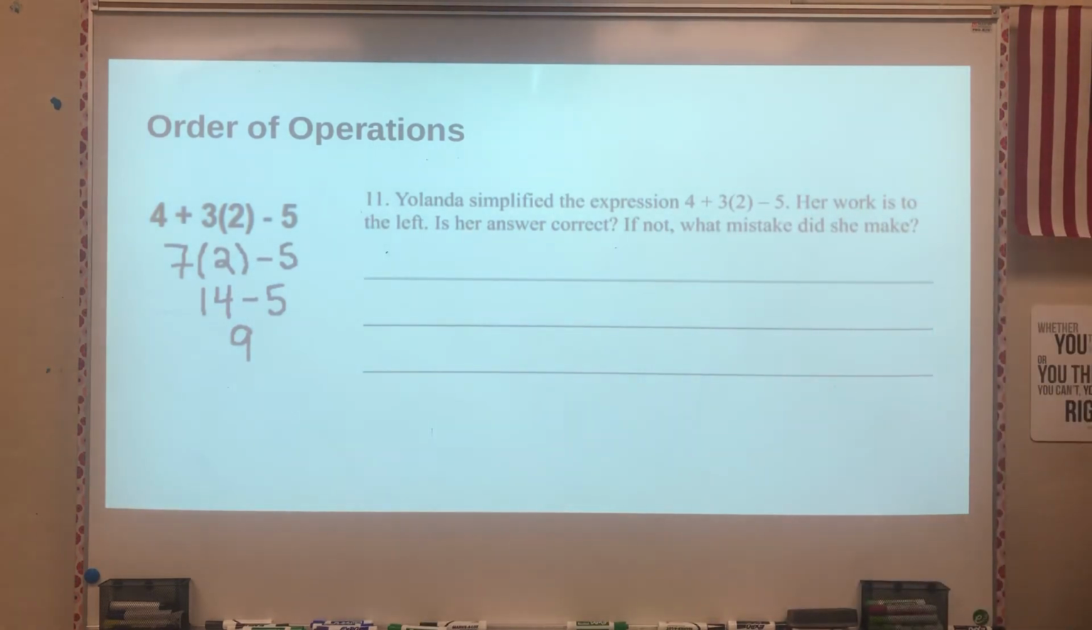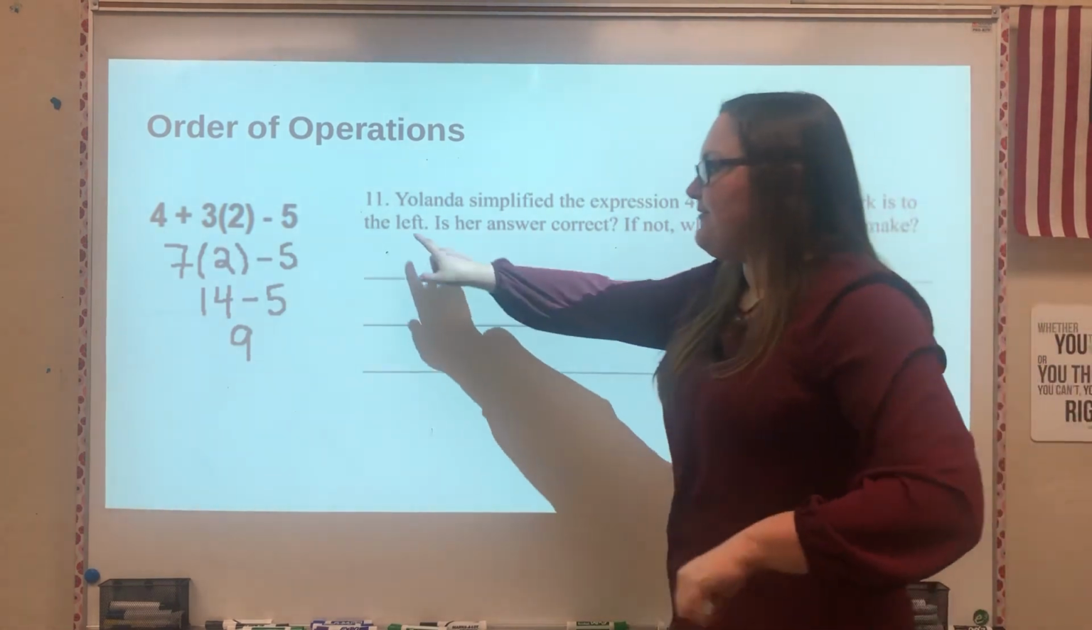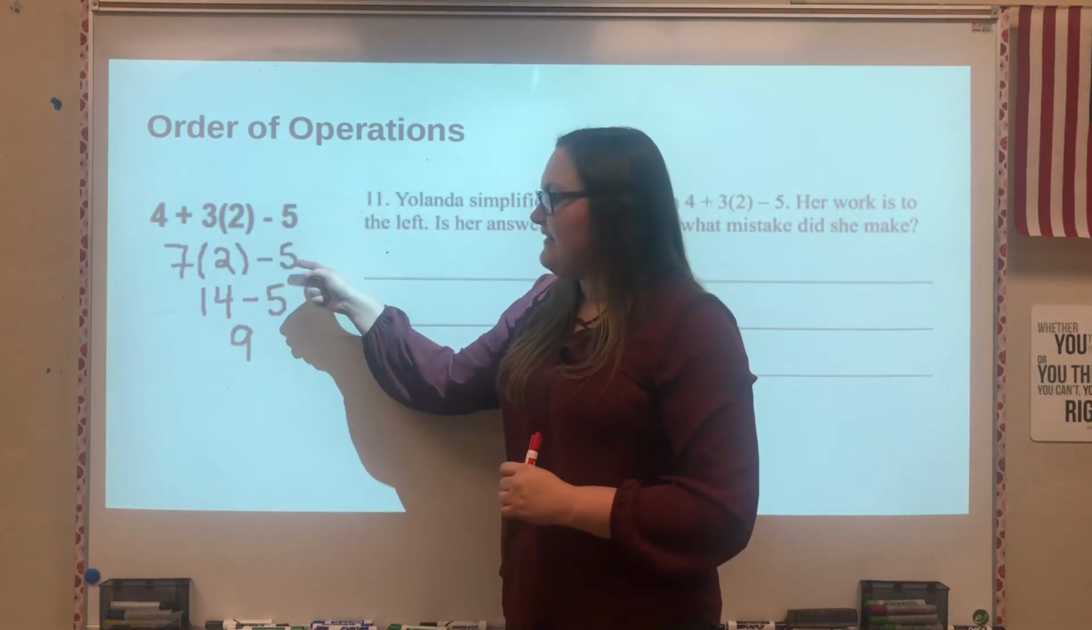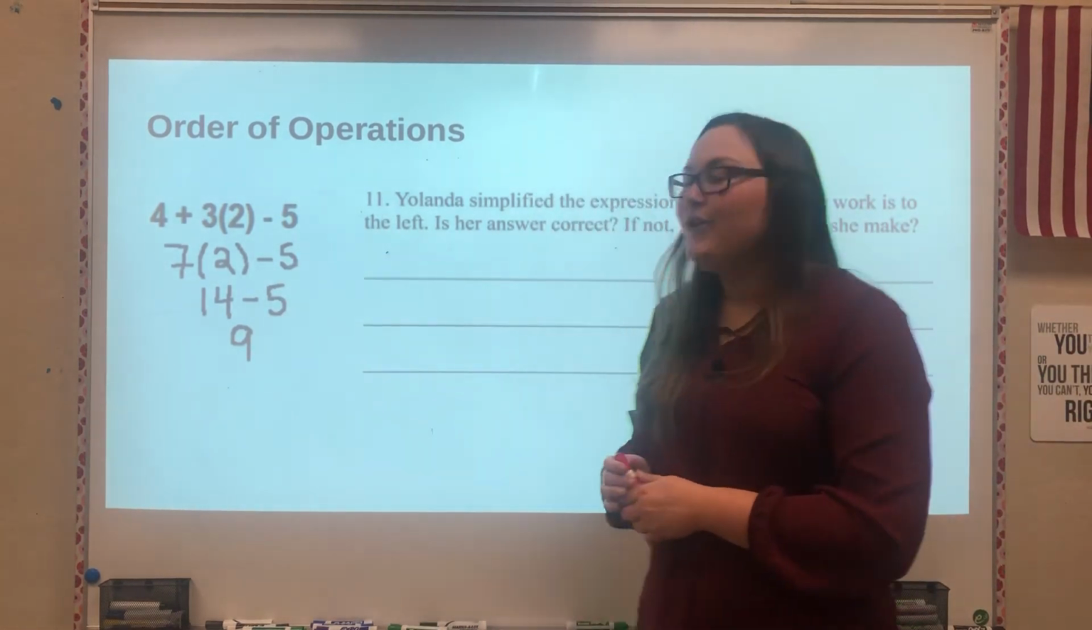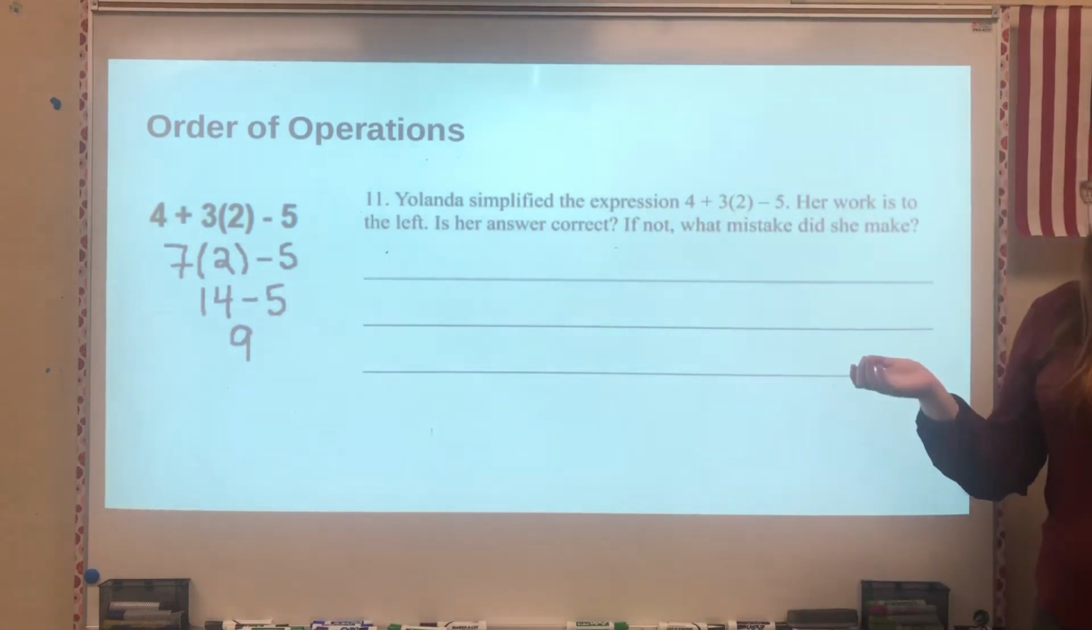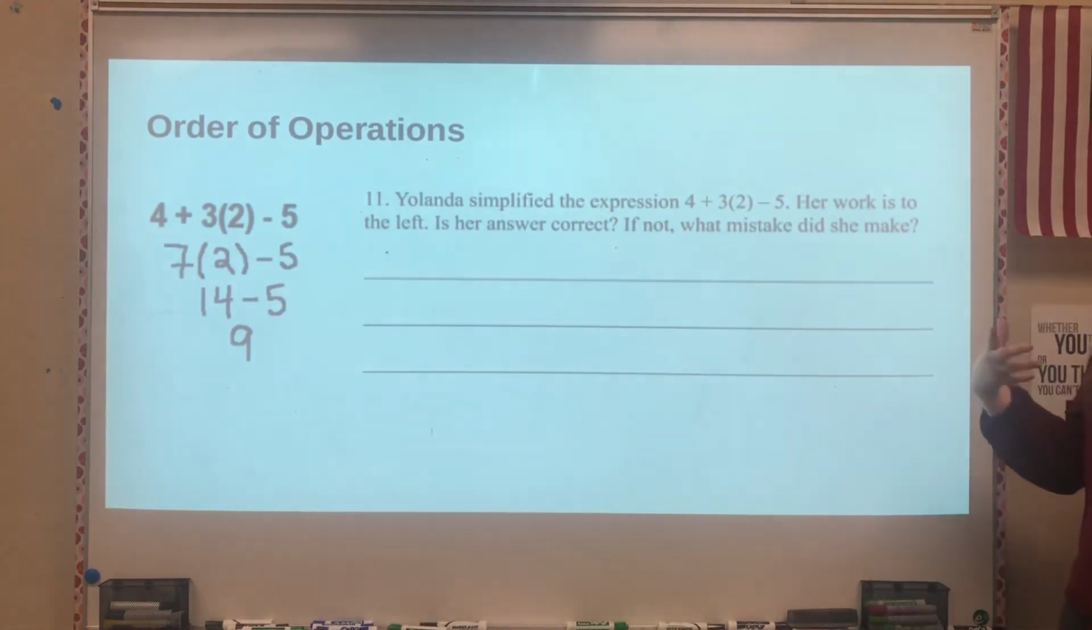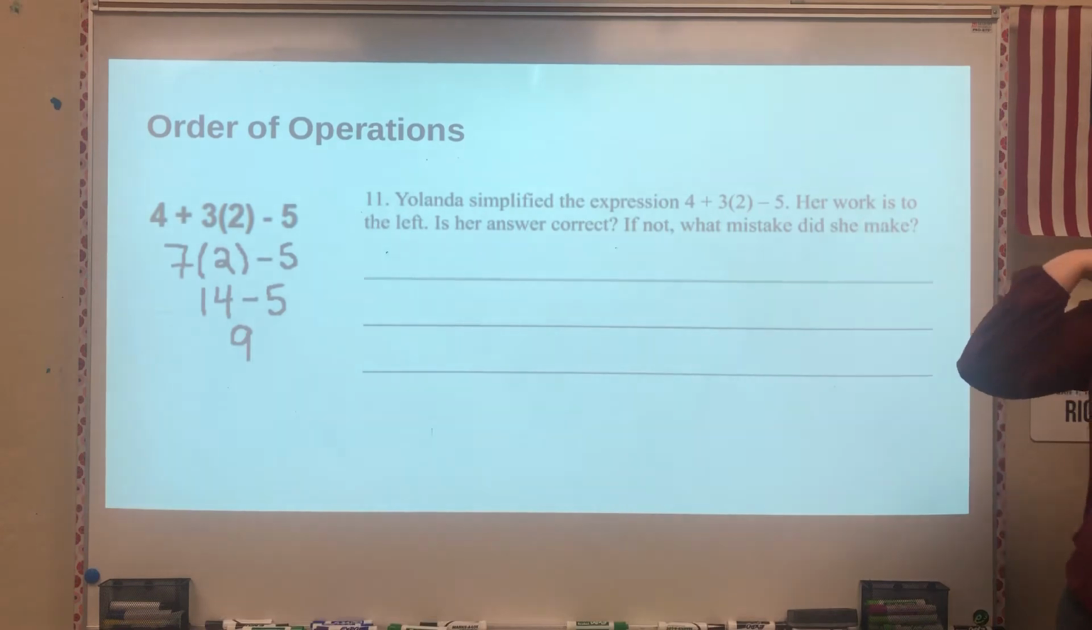So in this one here, we've got Yolanda simplified the expression 4 plus 3 times 2 minus 5. Her work is to the left. Is her answer correct? If not, what mistake did she make? So her work is over here. The problem is right here. Then that's her work right there. Go ahead and try it. Do you agree with her? If so, explain why. If not, what mistake did she make?